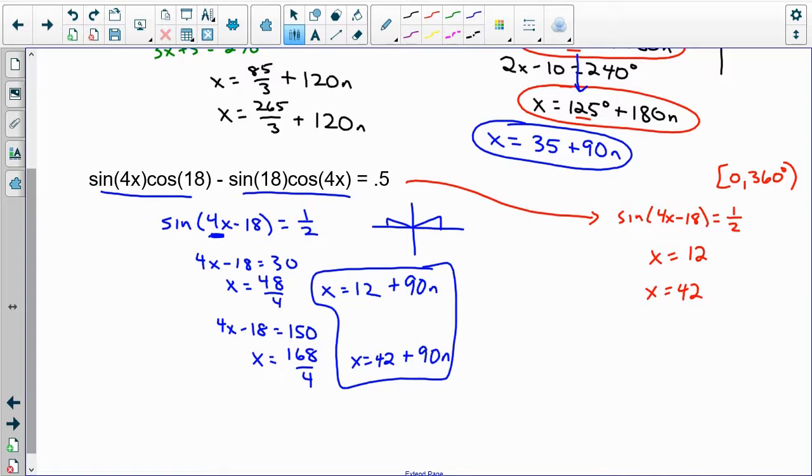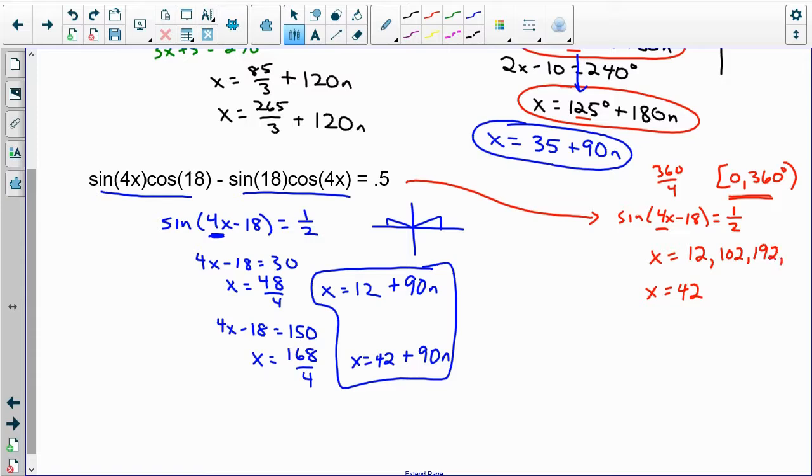But I would not just get those answers because since the period is 360 divided by 4, which is 90, I would have to still add 90 as many times as it took for these things in order to reach my 360 limit because I'm only allowed to go from 0 to 360. So 12 plus 90 is 102.